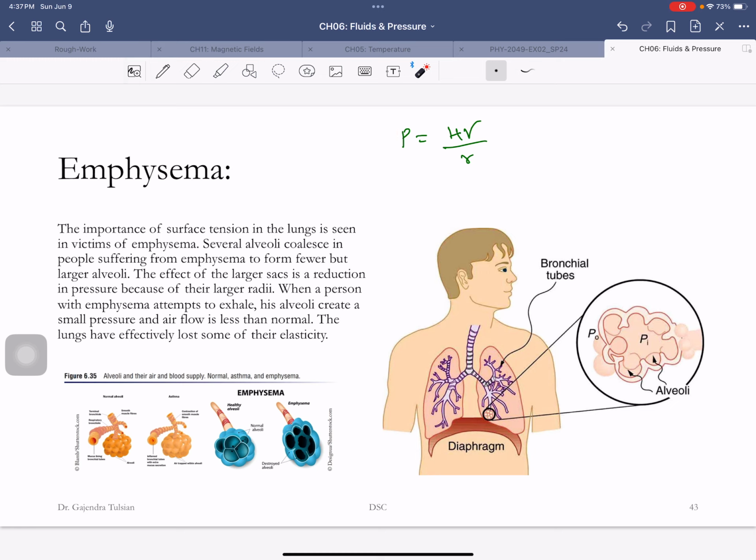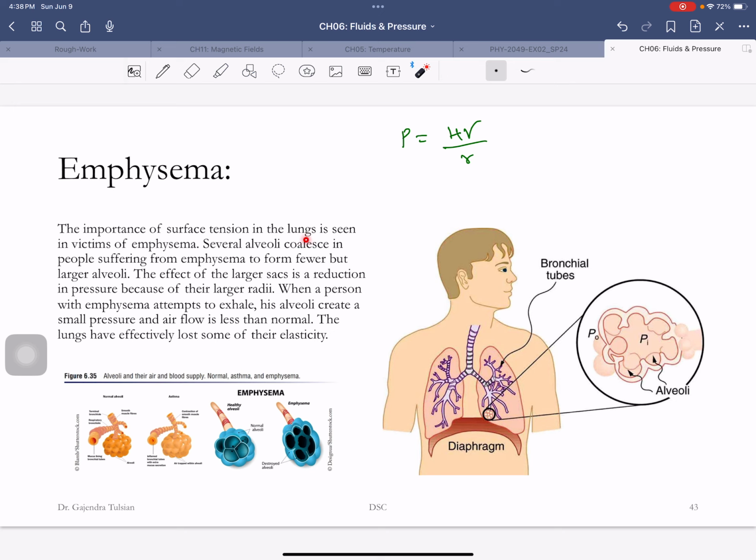Okay, what happens in the case of emphysema patients is some of the alveoli coalesce and become larger. When they become larger, the radius increases, the pressure inside them decreases, and so the pressure is not as high, and they have trouble expelling the air from the inside to the outside. Okay, so that's the problem when the radius increases.